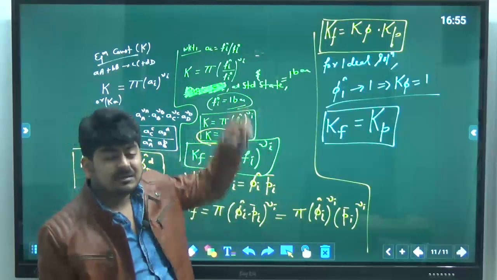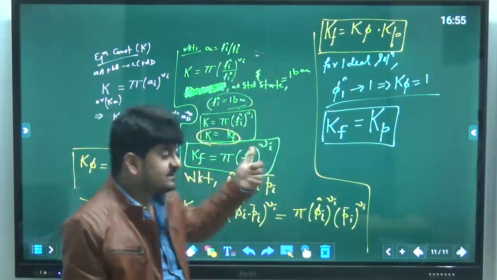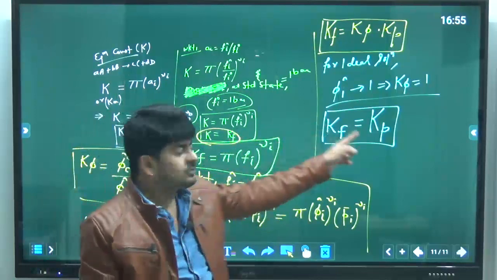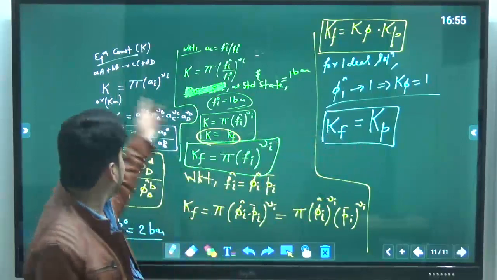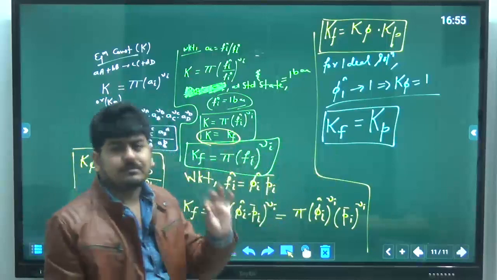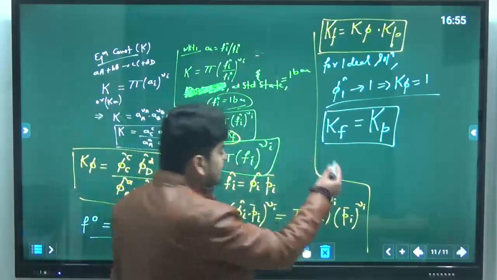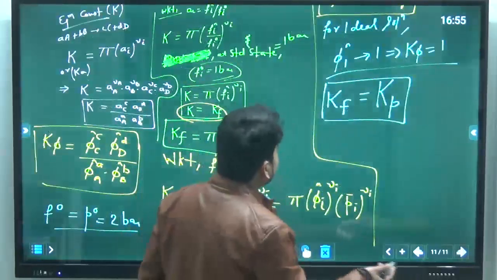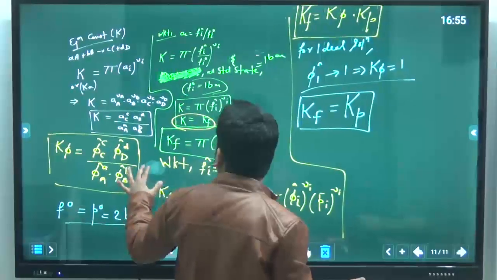Okay. If that is an ideal solution, then K phi will be 1. Thus, K will be equal to Kf and Kf is equal to Kp. So ultimately you can say K is equal to Kp. Simple. Okay. Now further, if you want to do some arrangement, you can do that. That's not a big deal.